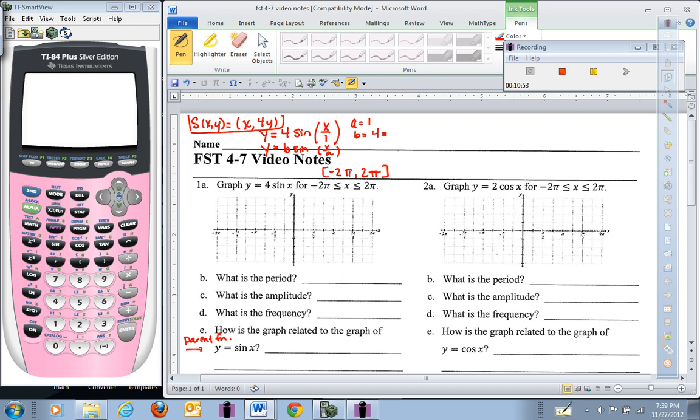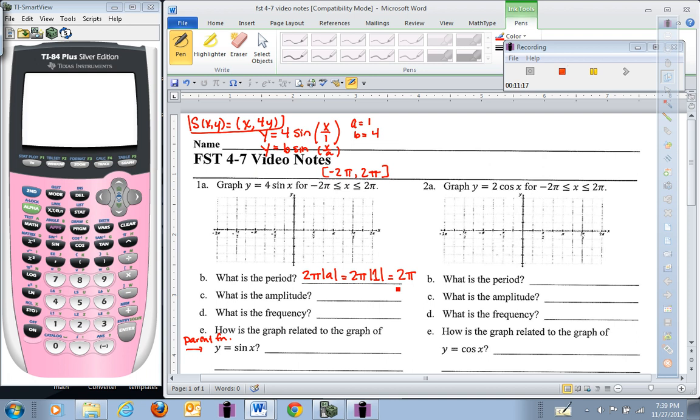So when it asks what the period is, we're going to use your note card if you need it. The formula for period is 2 pi times the absolute value of a, isn't it? So in our case, that would be 2 pi times the absolute value of 1, which is just going to give us 2 pi. So it's going to have the same period as the parent function, isn't it?